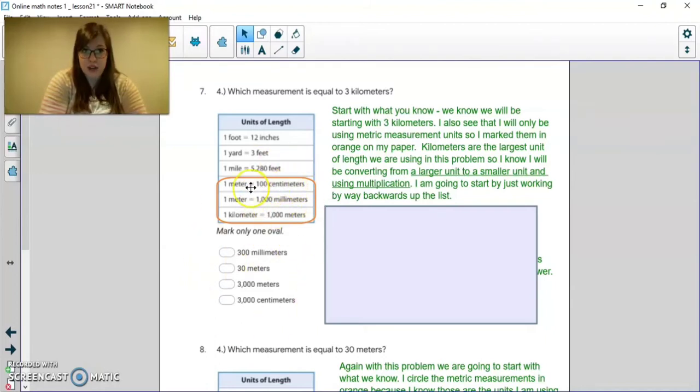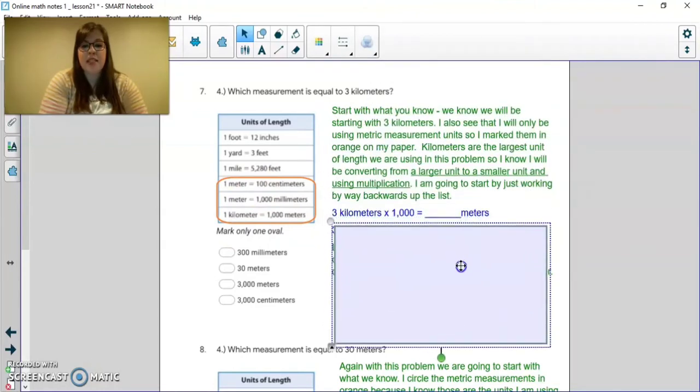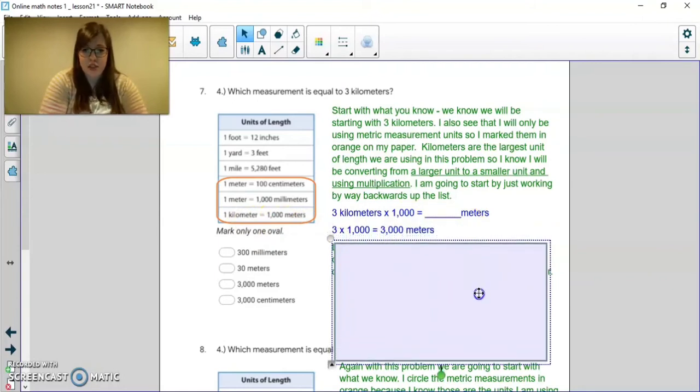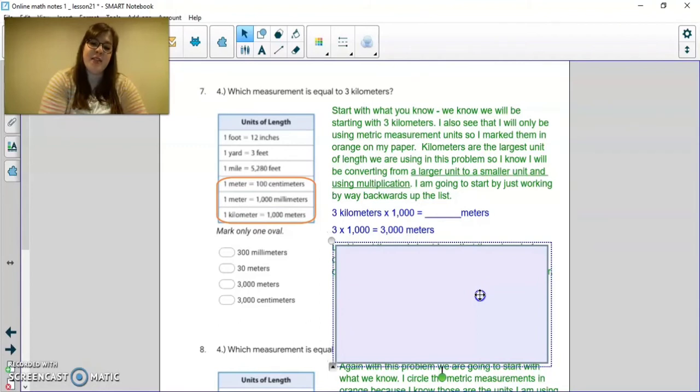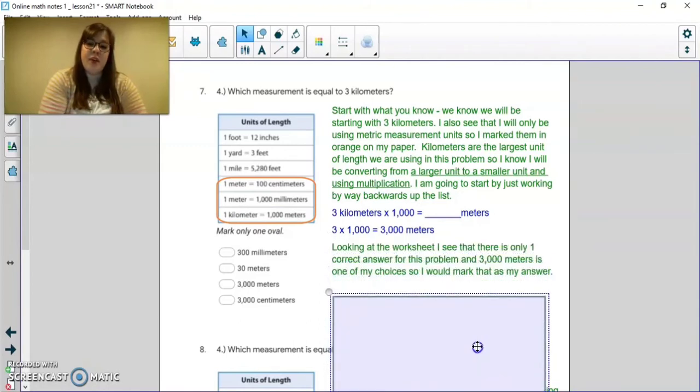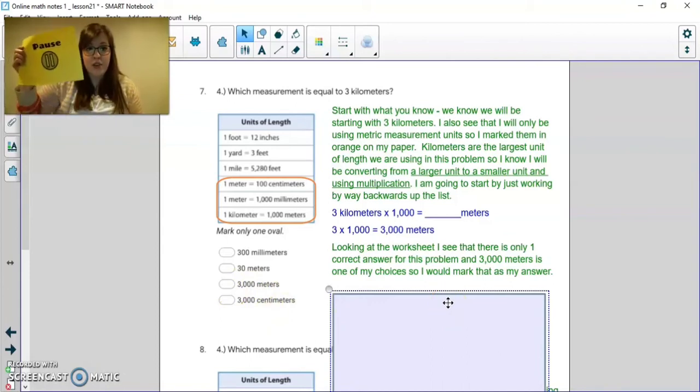So for the first problem, it says, which measurement is equal to 3 kilometers? I took my chart, I marked only the measurements I would need. I know I'm going from a larger unit to a smaller unit, so I'm going to multiply. So when I set this up, I'm going to take 3 kilometers times 1,000 because there's 1,000 meters in 1 kilometer, and that's going to give me my number of meters. So when I do that, 3 times 1,000 is 3,000 meters. So looking on the worksheet, I can see that there's only one correct answer for this problem, so 3,000 meters is my answer for this problem. You can pause the video now and record your answer.